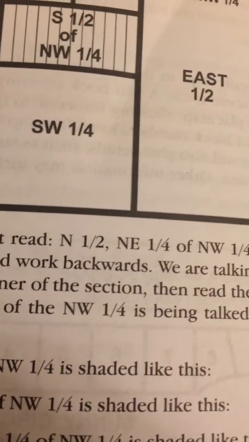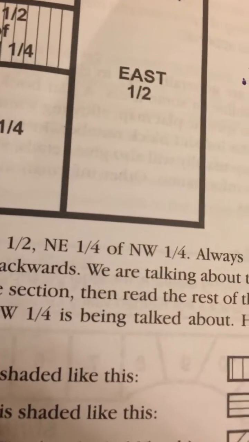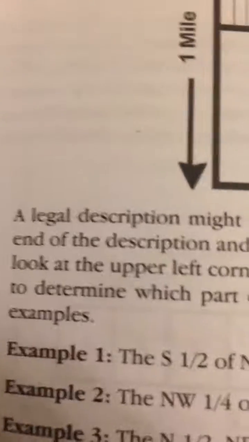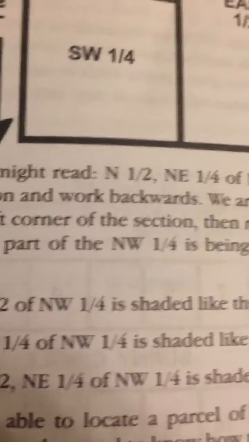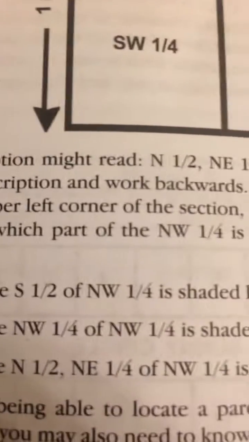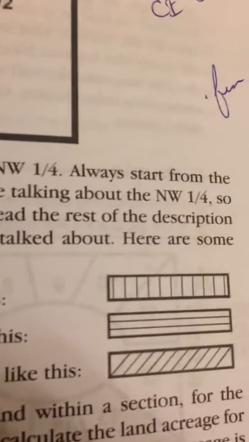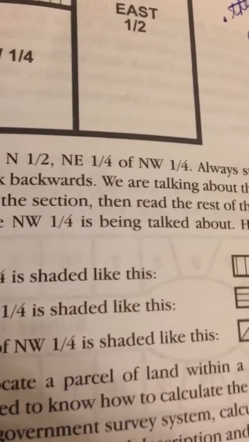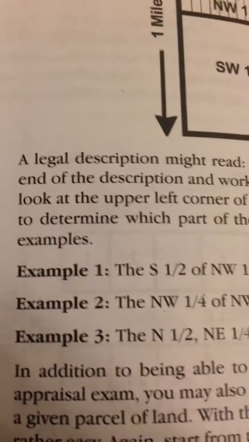Fun little system. A legal description might read north half, 1/2, northeast 1/4 of northwest 1/4. Always start from the end of the description and work backwards. We are talking about the northwest 1/4. So look at the upper left corner of the section. Then read the rest of the description to determine which part of the Northwest 1/4 is being talked about. Here are some examples.